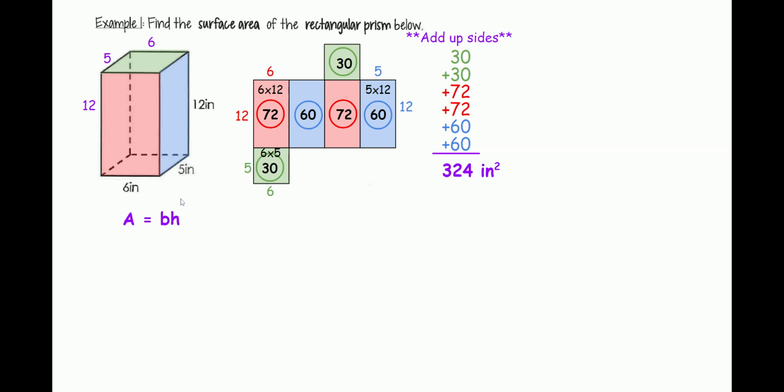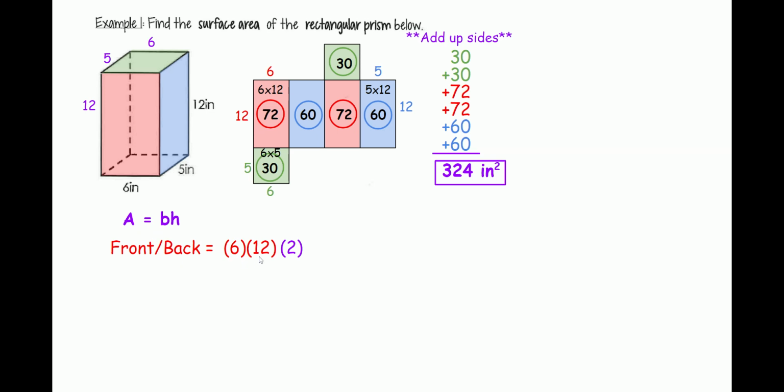I'm going to show you a second method of doing this, which doesn't require drawing a net, and it's just labeling. We have front and back. So I need to find the area of the front and back. We know the area of the front and back is 6 times 12. And what I'm going to do afterward is multiply it by 2 because we have a front and a back.